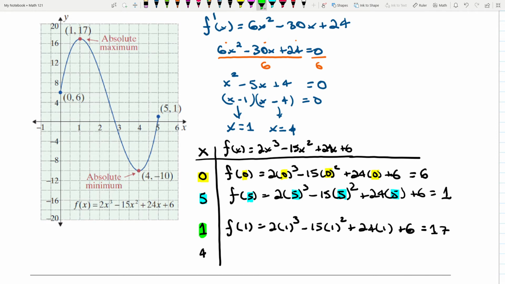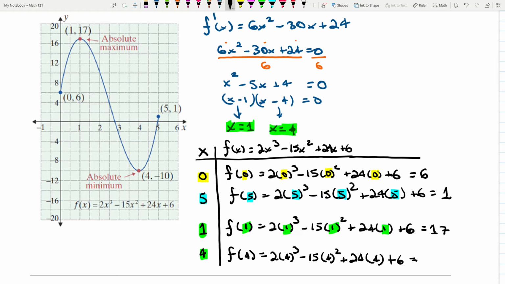So we did it for one of the critical numbers. Let's do it again for the other critical number. So f of 4 equals 2 times 4 cubed minus 15 times 4 squared plus 24 times 4 plus 6, which equals negative 10 if we use a graphing calculator. So this is pretty much all we have to do for the calculations.